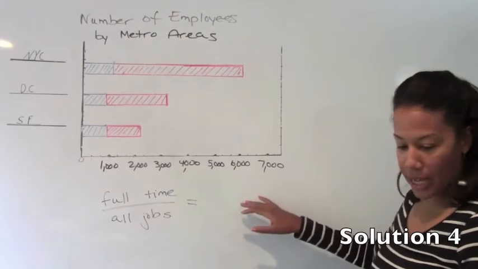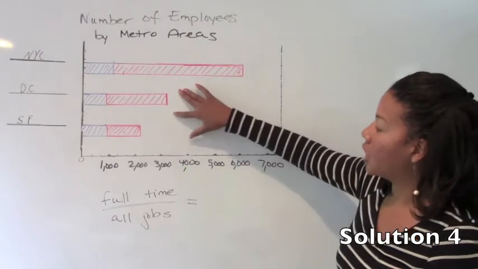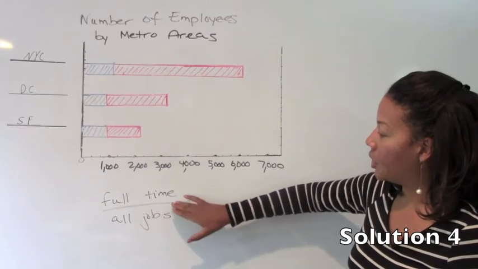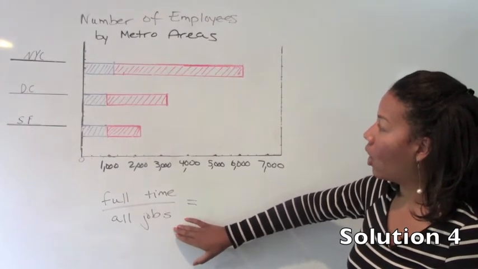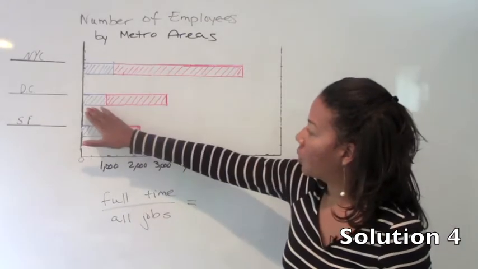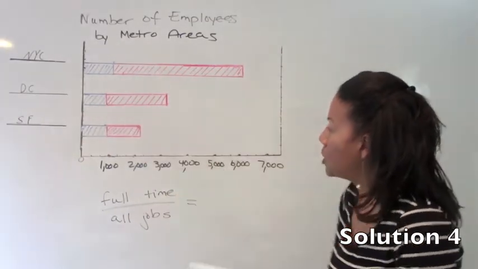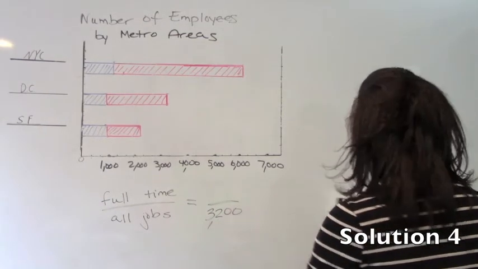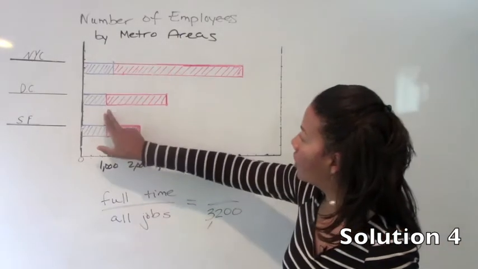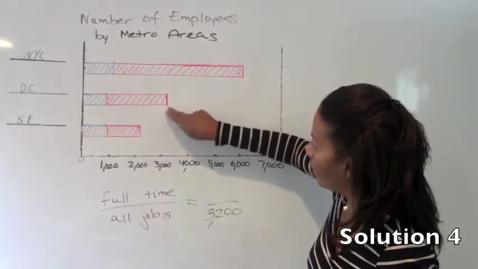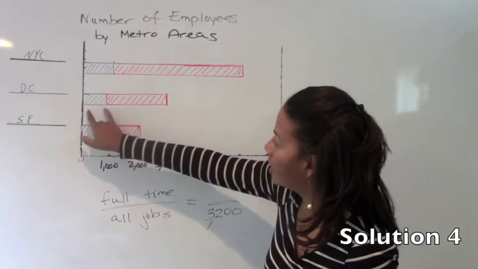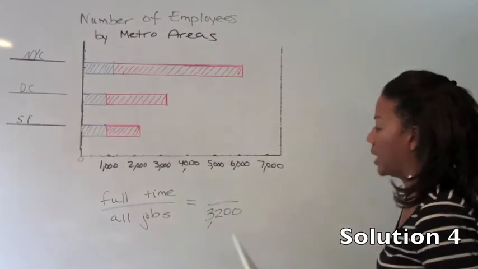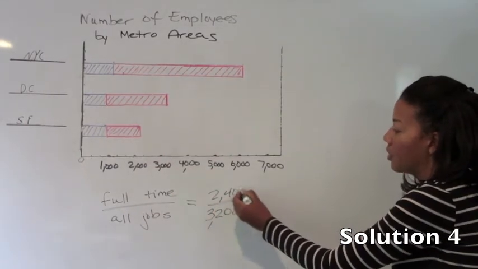Number 4. For number 4, we're asked for the percent of full-time jobs in Washington, D.C. So to figure that out, first find the fractional part of full-time jobs in D.C. So that's going to be full-time jobs divided by all jobs total. So the total would be the blue plus the red, which is around 3,200 jobs. And the full-time jobs are going to go from here to here. So if this is 3,200 and we say that this is about 800, then we have 2,400 jobs that are full-time. So that's going to be 2,400 over 3,200.